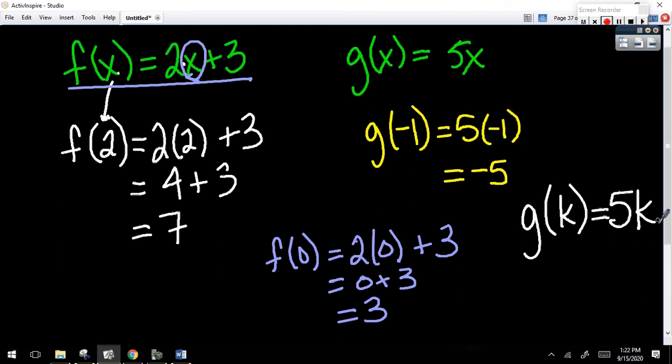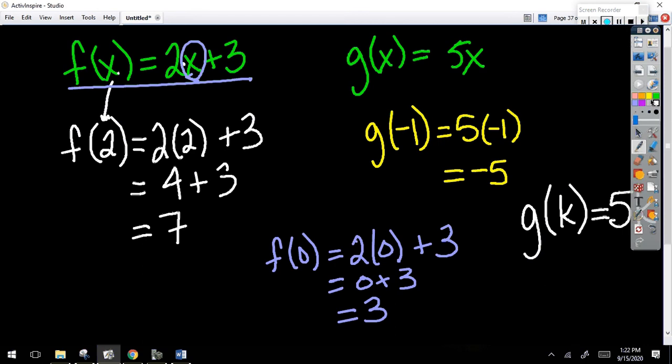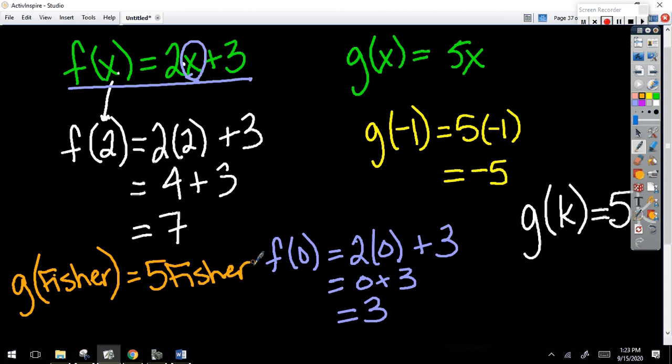Fisher? Yeah. Oh, sorry. Shut up. Solve it, sister. Solve it. What does it equal? 5 Fisher. There you go. 1, 2, 3. Do you see what I'm doing?